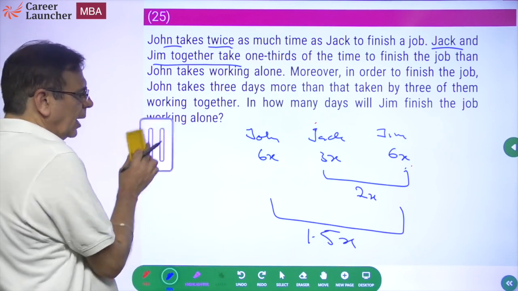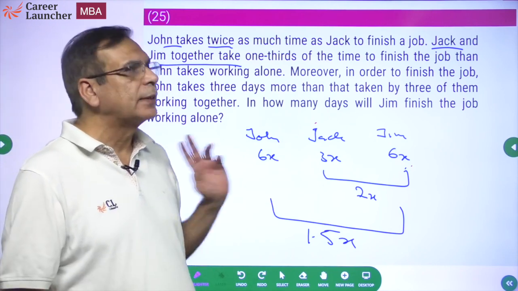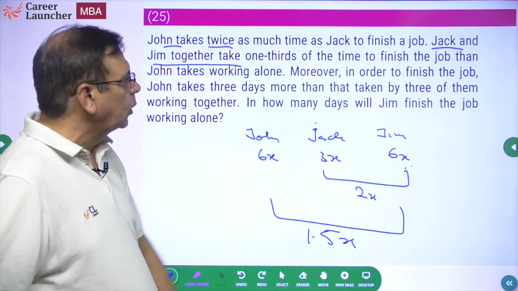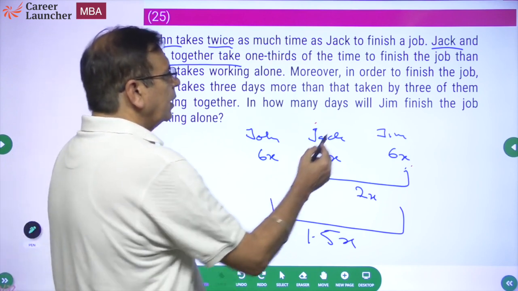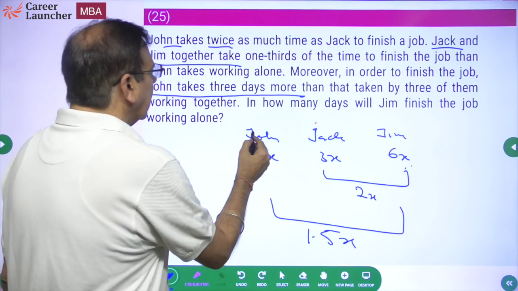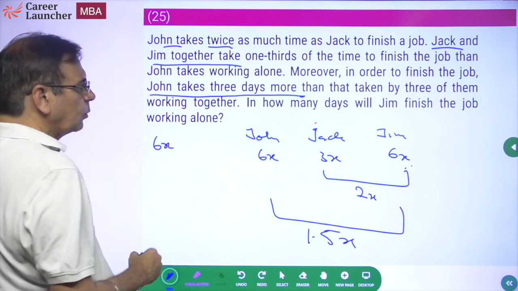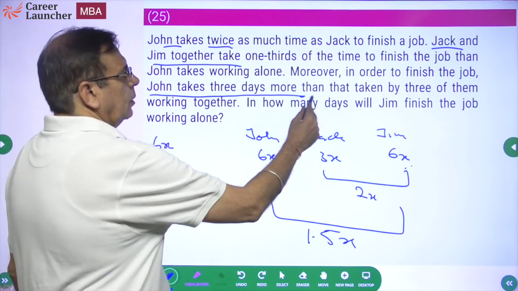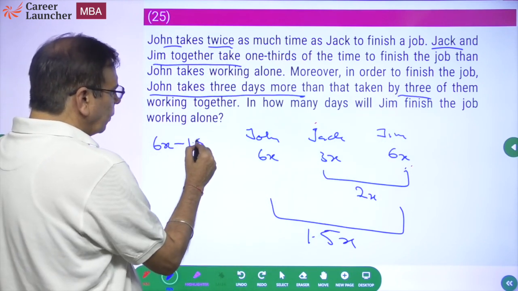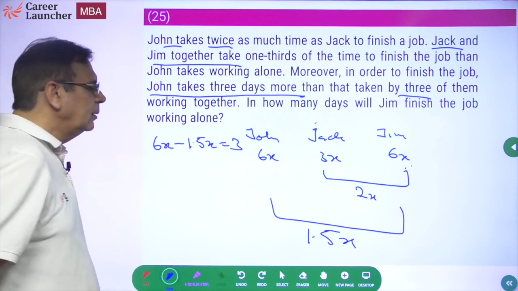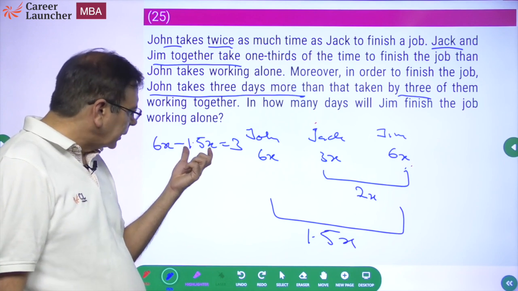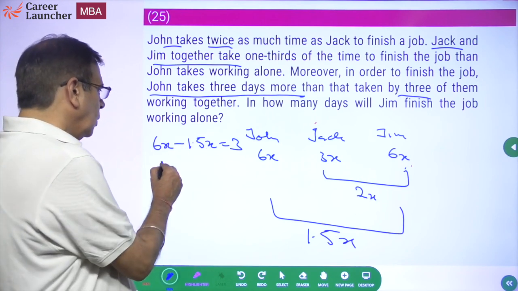Okay. I prefer working in percentage terms because that is faster, right? So all 3 of them together can finish the work in 1.5x days. What does the question say? John takes 3 days more than the time taken by 3 of them working together. So 6x days is what John takes. 3 of them working together is 1.5x days. This is equal to 3.